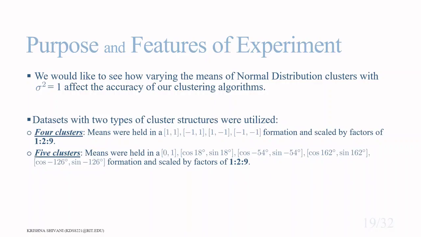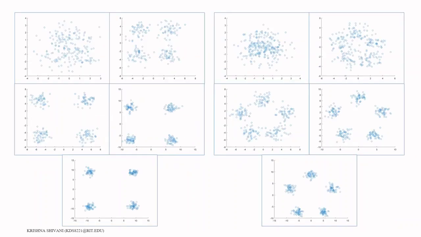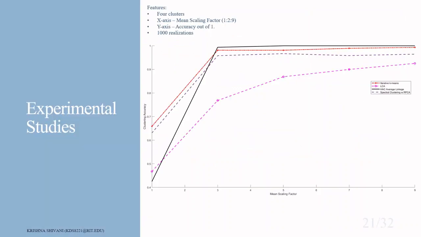Now on to our second study with varying means. The purpose for this study was that we wanted to see how the accuracy of our algorithms changed as we varied the means of our clusters with variance equal to 1. 2 types of datasets were utilized. One was 4 clusters in a square formation where the clusters were centered around these means, while the other was 5 clusters in a pentagon formation centered around these means. All these means were scaled by factors of 1 to 9 with step size 2. So this is a visual representation of the clusters moving far apart.